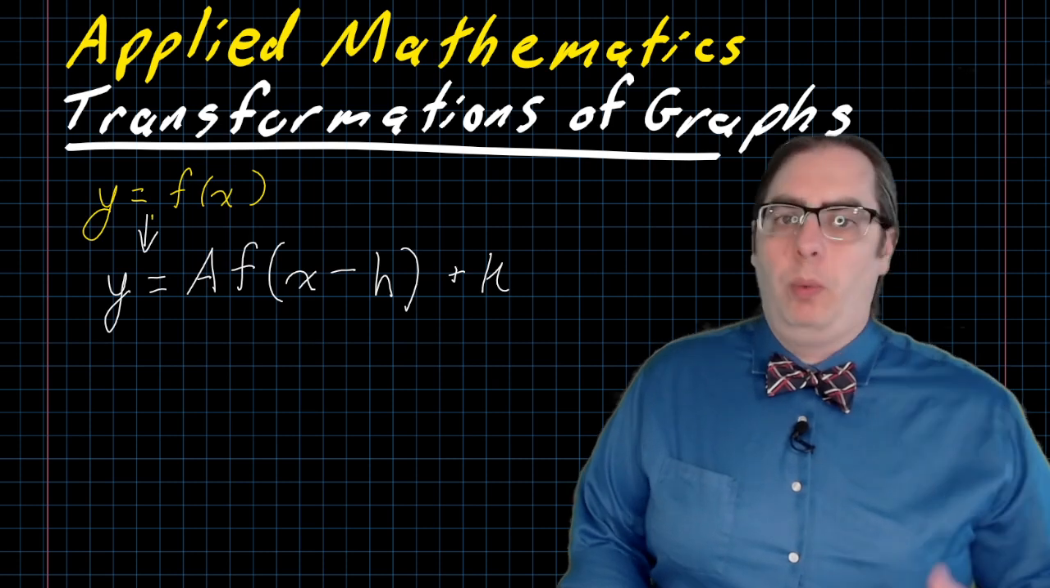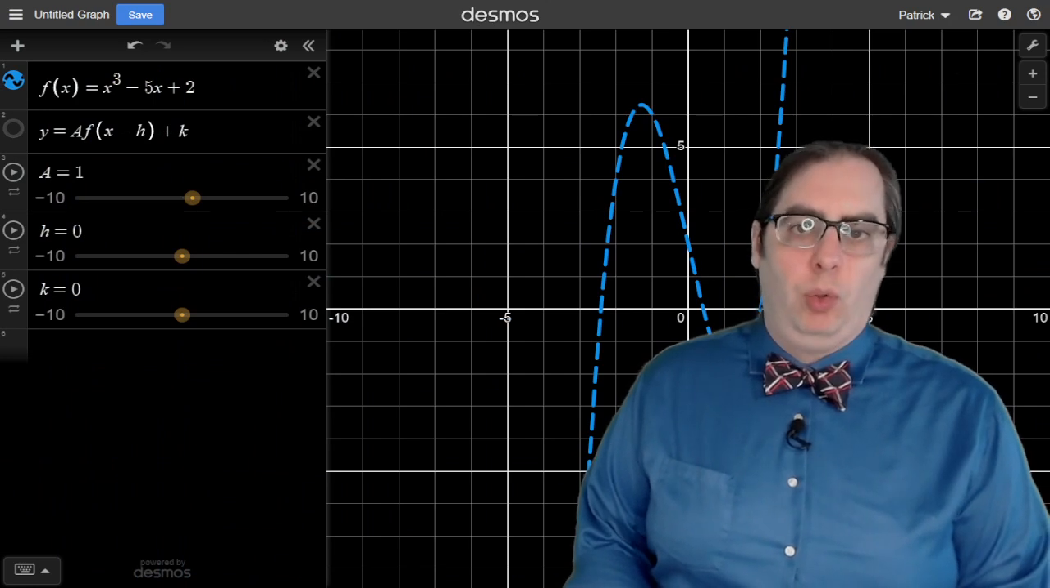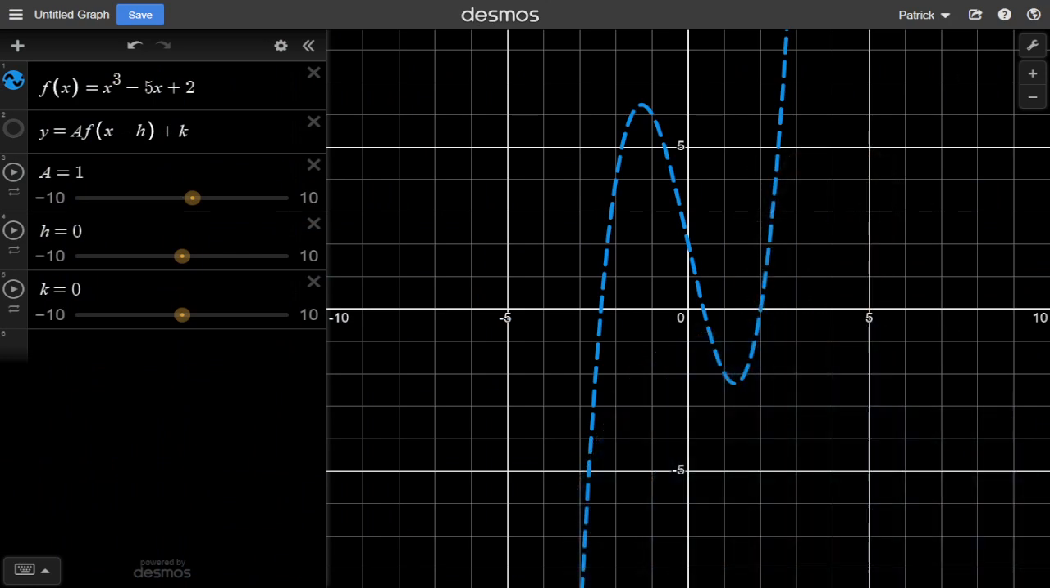To understand what we're doing with all of these, let's jump over to a numerical graphing tool in Desmos. And let me get my head out of the way so we can look here, and you can see that I have in dotted blue a graph of an arbitrarily chosen function. In this case, it was x cubed minus 5x plus 2, but the function itself doesn't matter. And then I have on top of it exactly that expression that we've been introduced to, a times f of x minus h plus k. And then I have three sliders here that control a, h, and k.